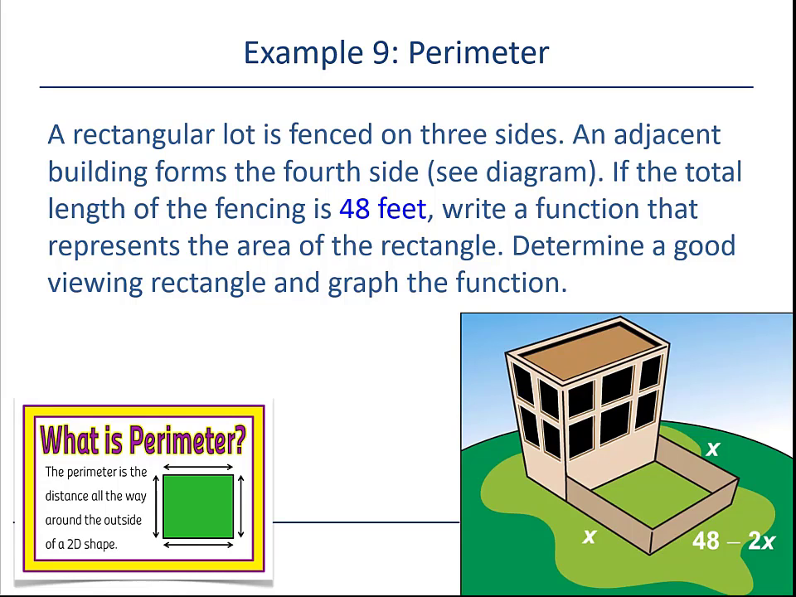And last of all, we've got a perimeter problem, and we've got something for which we can actually draw a picture. When you can draw a picture, that is definitely the way to go. So we've got a rectangular lot. If you look down here, maybe that's where we keep our dog. Or maybe that's where we keep our cat. I don't know.